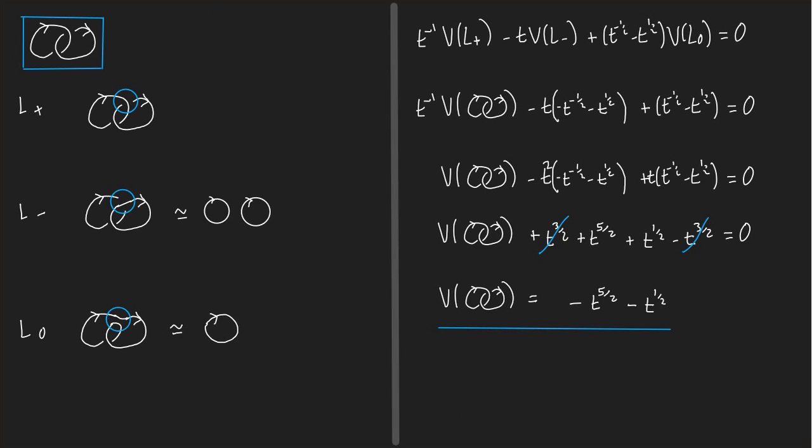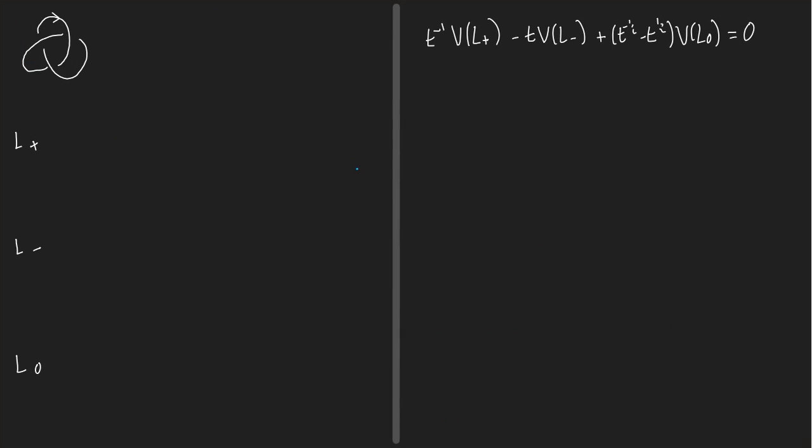Okay, next example. It's the trefoil. So, what should we do? Let's do what I said was the stupid thing. It's often a good choice. Pick a crossing, work out what kind of crossing it is, and let that dictate what you choose for L plus or L minus. Well, this crossing, what's its sign?